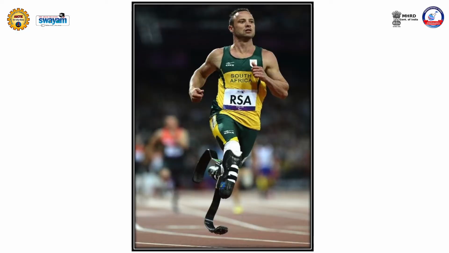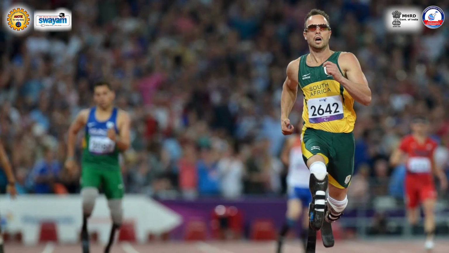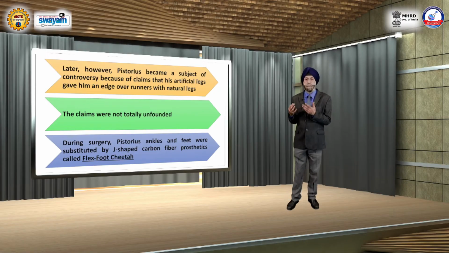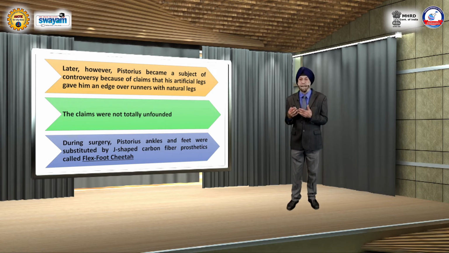made of carbon fibers. Yet, during his student days, Pistorius excelled in athletics and was selected to participate in 2008 Summer Paralympics held in Beijing and then in 2012 Summer Paralympics held in London. He won 2 gold medals in each event. Later, however, Pistorius became a subject of controversy because of claims that his artificial legs gave him an edge over runners with natural legs. The claims were not totally unfounded.